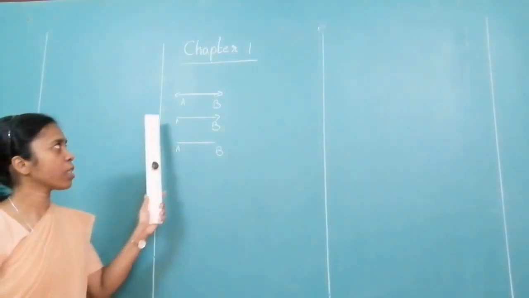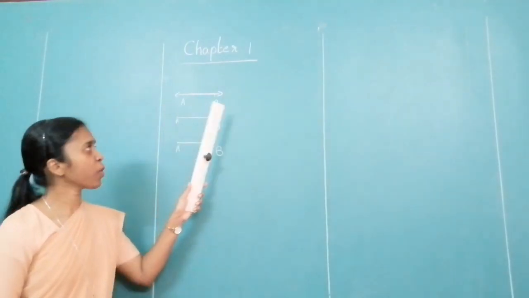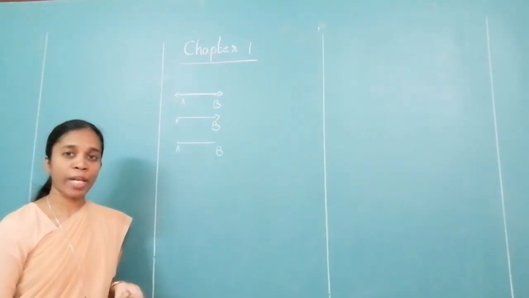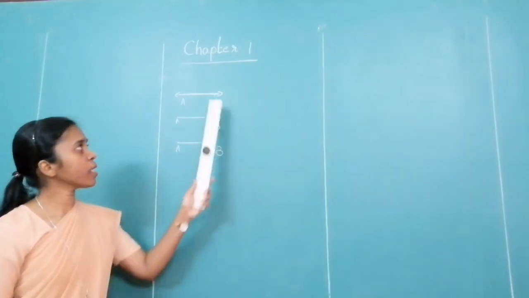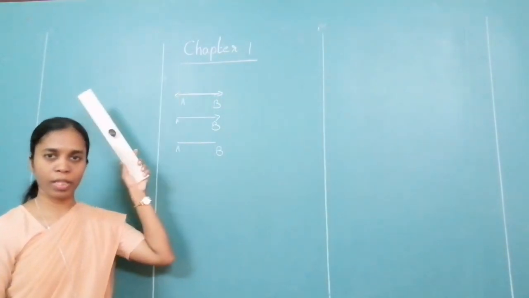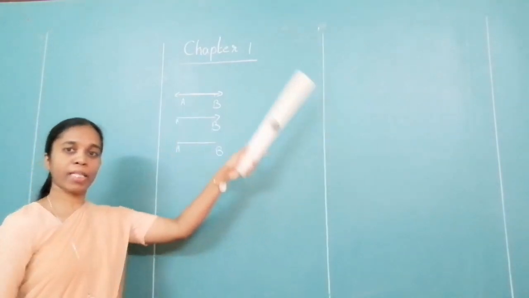If you look at it, this is line AB. You can see the arrow on both the sides. What is the meaning of arrowheads? That shows that this line can be extended unlimitedly on both the sides. It is not only this much, but it can be extended.